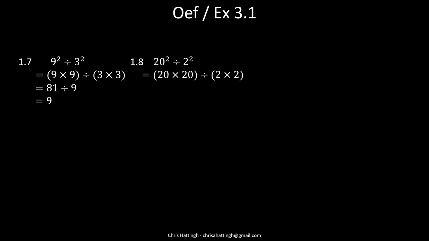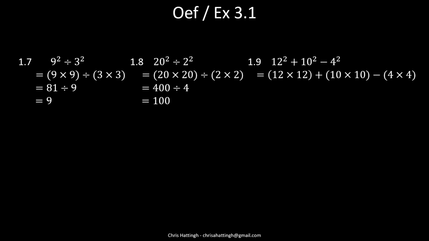1.8, 20 times 20 divided by 2 times 2. So it's 400 divided by 4, that gives you 100. Number 1.9, 12 times 12 plus 10 times 10 minus 4 times 4. So it's 144 plus 100 minus 16. That gives you 228.